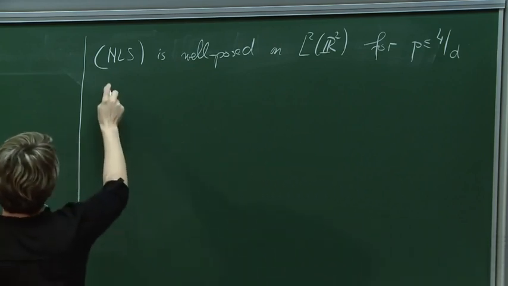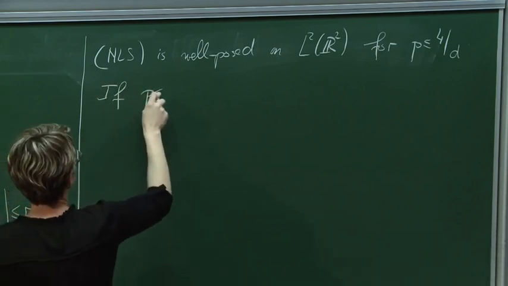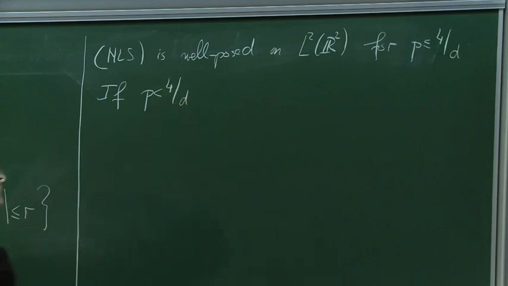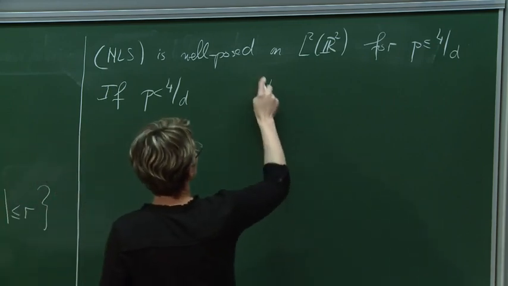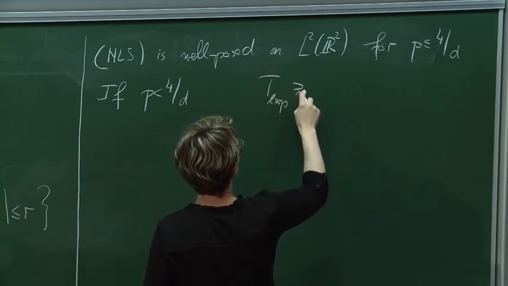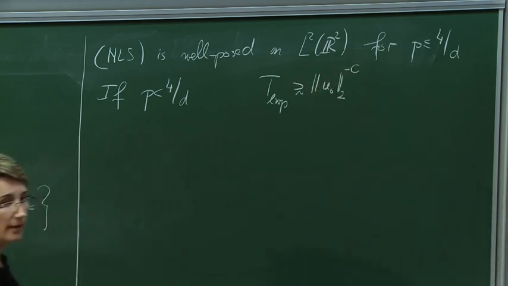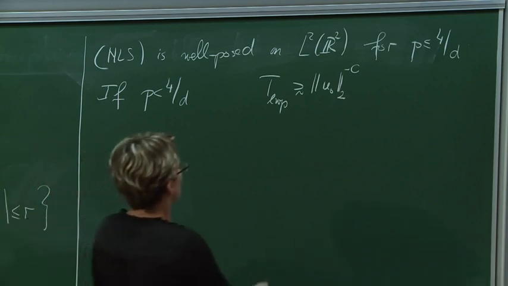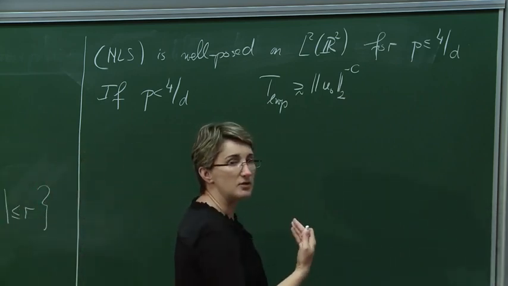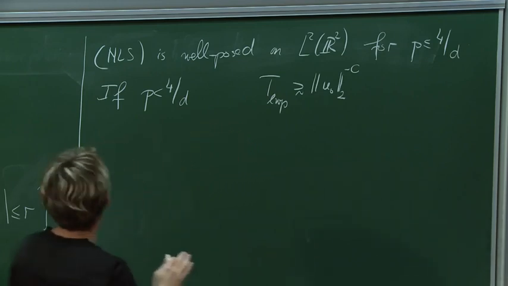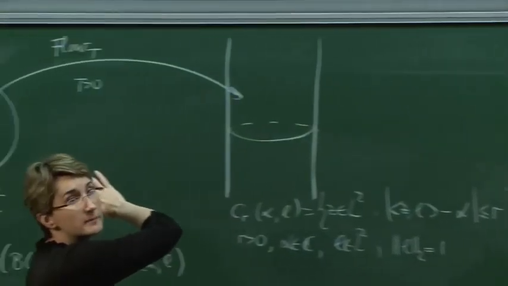So how does that work? Let me just quickly review this. If p is strictly less than 4 over d, then the problem is subcritical, right? And using contraction mapping together with Strichartz estimates, one can construct a solution, locally in time, with the time of well-posedness being bounded from below by a negative power of the L2 norm of the initial data. Okay, so using this and iteration, one can immediately construct global in-time solutions. In particular, the flow is going to be defined for all times t.